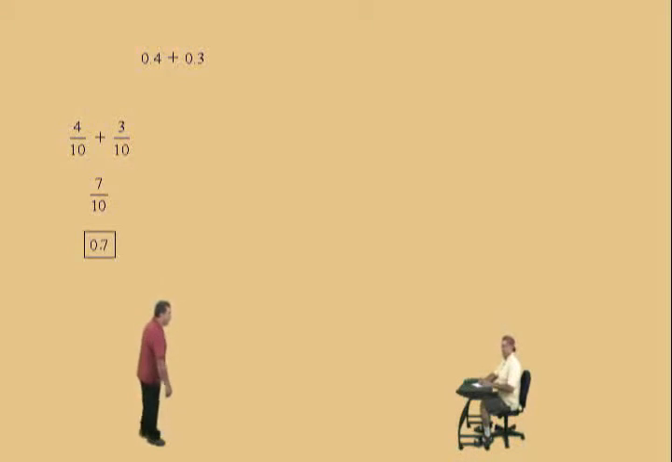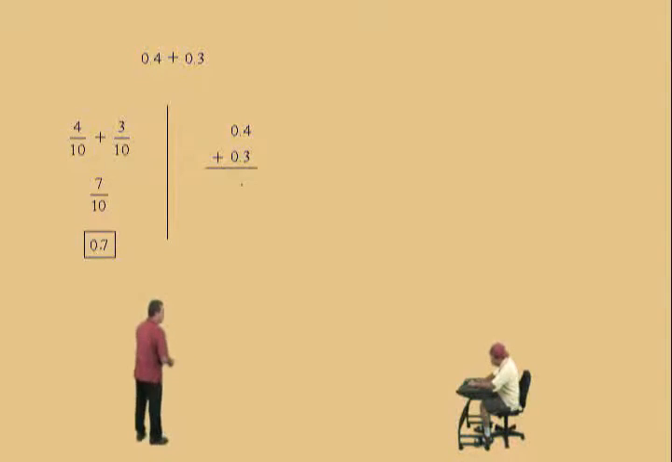Very nice. Let's use the vertical format with decimals. Now remember, when you add or subtract, you must line up those decimals. So here we go. 4 plus 3 is 7. Bring your decimal with a 0 for the placeholder, and our answer is 7/10. Same answer, right?